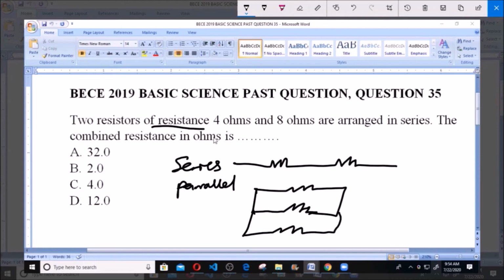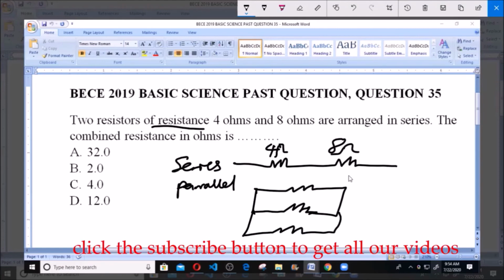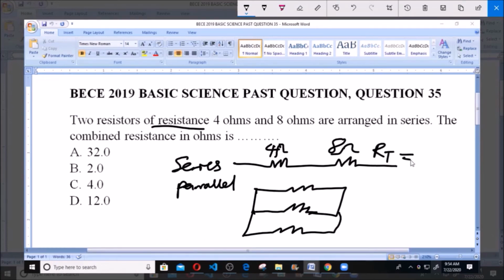But now the question says the two resistors are arranged in series. That is 4 ohms and 8 ohms. And now we have to find the combined resistance. For series, in order to find our combined resistance, which is the total resistance, you just add the resistances R1 plus R2. Here, this is our R1 and this is our R2. So when you add these two together, you have 4 plus 8, which equals 12 ohms, because resistance is measured in ohms.